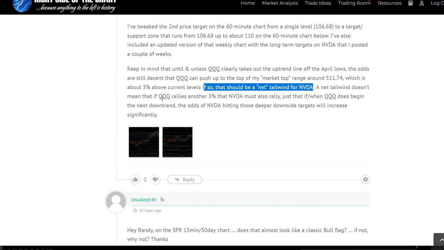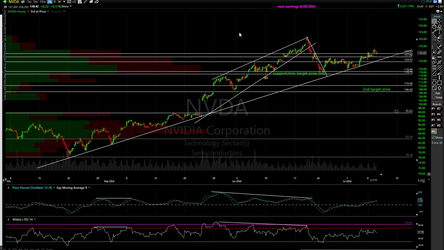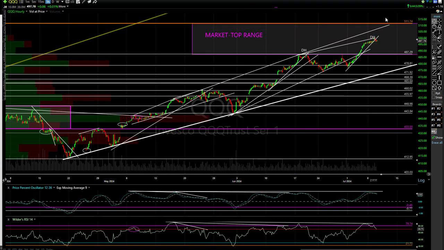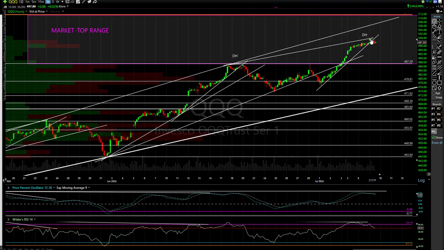Net tailwind doesn't guarantee that if QQQ rallies, NVIDIA must also rally, but it just increases the likelihood. It simply has to do with order flows, computerized programs which are buying the Qs, buying proportionally. So let's fast forward from yesterday to today. And that's what happened. QQQ had a little more upside because it closed, hit that trend line yesterday at the close, had one more bounce off it before it broke down today.